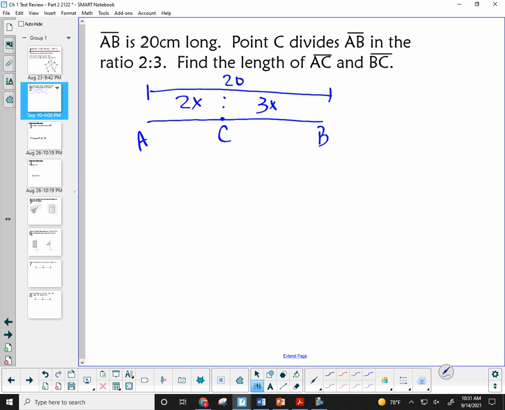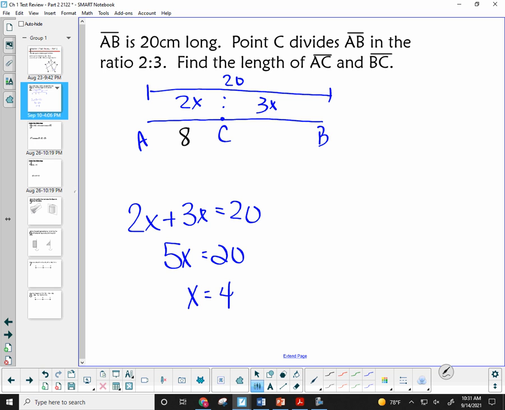So now it just becomes what is called segment addition. So adding my segments here, 2x plus 3x has to equal 20. Combine our like terms, we have 5x equals 20. Divided by 5, we get x equals 4. So when I plug it back in, 2 times 4 gives me 8 for AC. 3 times 4 gives me 12 for CD.